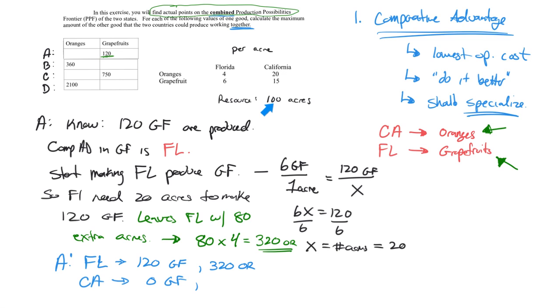That's 100 acres. California oranges is 20. So that's just going to be 20 times 100, which is going to get 2,000 oranges. 2,000 oranges. So now together, what do we do?